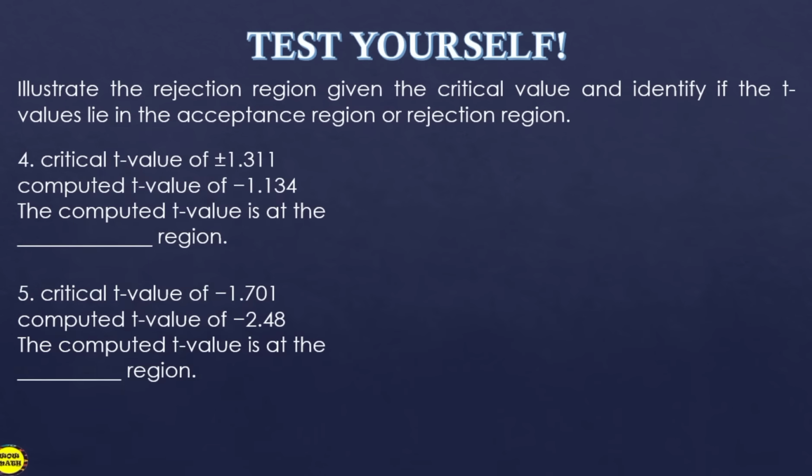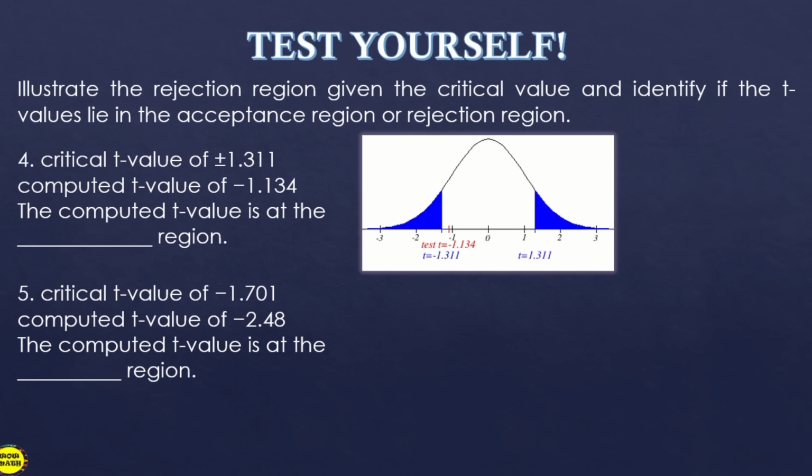Okay? Next. Okay, for number 4, halimbawa, hindi nyo nakikita yung graph. So, given lang yan. Makikita natin na ang computed value natin is negative 1.134. So, ano sa tingin nyo? Mas mababa ba siya o mas mataas? So makikita natin na yung computed t-value natin ay mas mababa sa critical value natin. So therefore, makikita natin yung computed t-value natin at the acceptance region or dun sa non-rejection region natin.